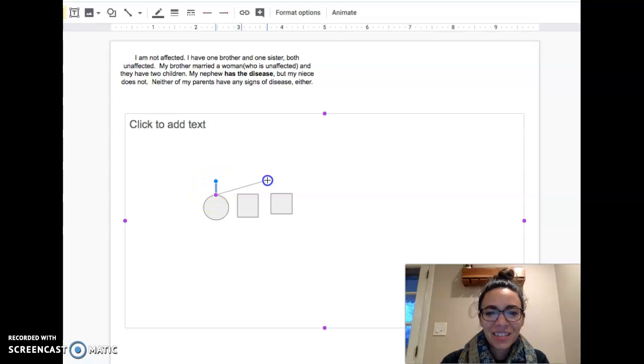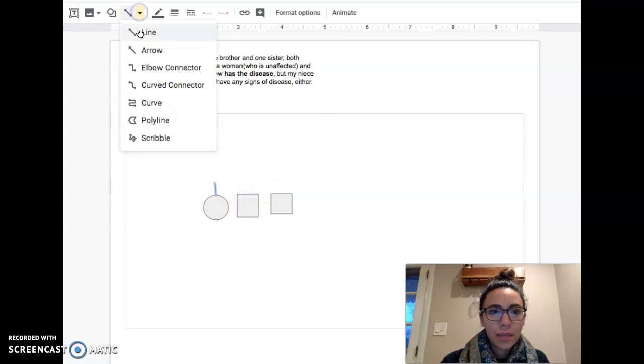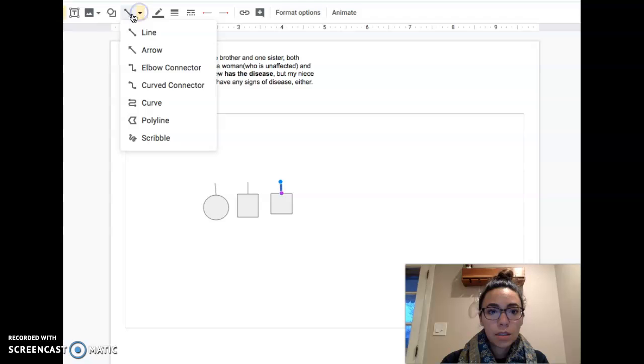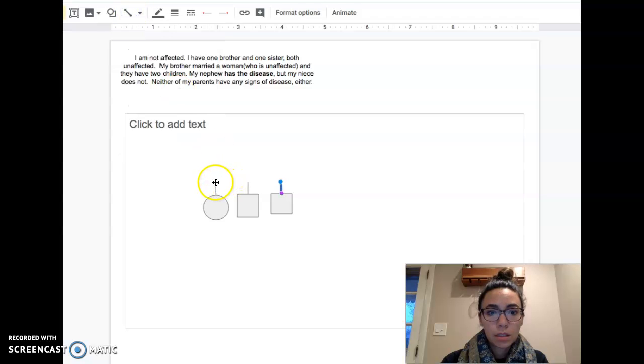Obviously, I'm not an expert at this. If this is too much of a pain, you can also just draw it on a piece of paper and take a picture of it. I'm just going to draw a little bit more so you get the idea. Another line. Okay, so those are showing that they're siblings.